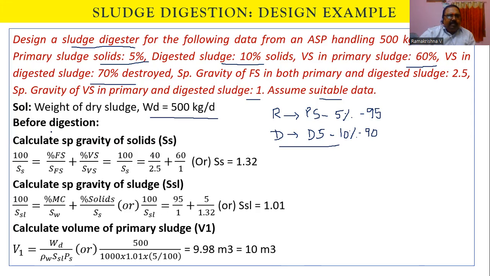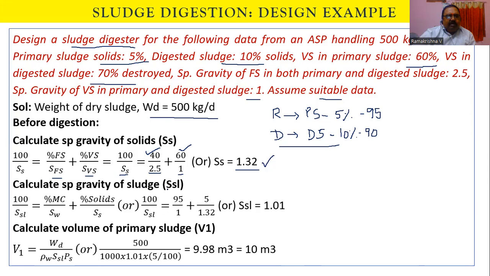And for the primary sludge, that is before digestion, your formula is 100 by SS is equal to percentage fixed solids by specific gravity of fixed solids plus percentage volatile solids by specific gravity of volatile solids. So 100 by SS, where SS is the specific gravity of the solids, is equal to, here we are having primary sludge, volatile solids are 60%. So automatically the fixed solids will be 100 minus 60, 40. And then here volatile solids are 60. And given specific gravity of fixed solids primary is 2.5. So we are writing this as 2.5. And the specific gravity of volatile solids given as 1. Writing it as 1 here. So SS when calculated from this equation comes out to be 1.32.